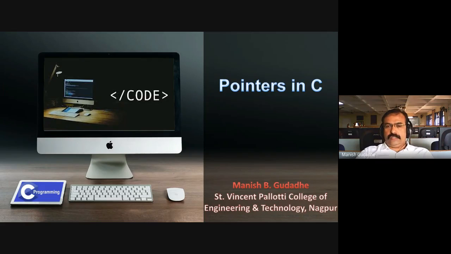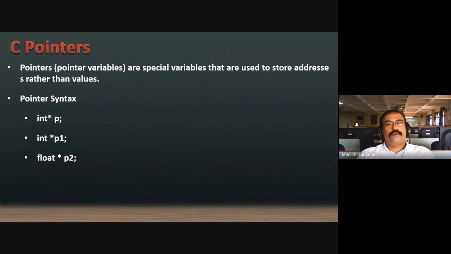So, pointers in C. A formal definition of it: pointers are special variables that are used to store addresses rather than a value. These are special variables which are used to store only addresses. The address can be of any variable. It can be of an integer variable, a float variable, an array variable, a structure variable, or a function. It can be anyone's address, but this variable holds only an address.